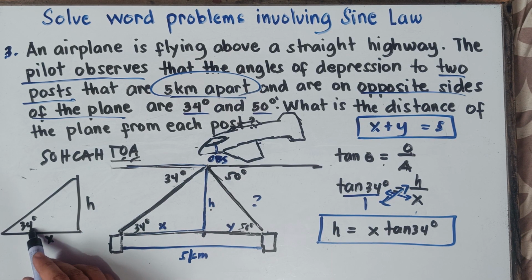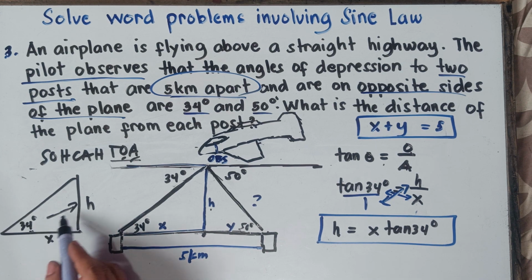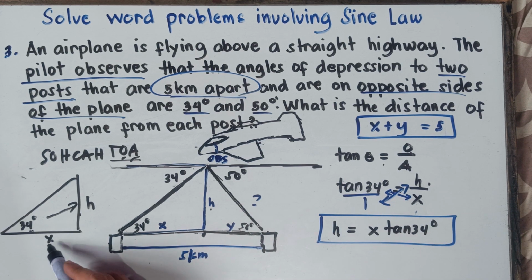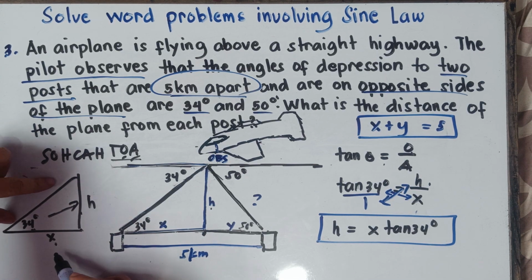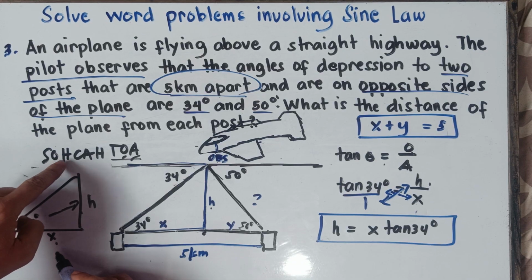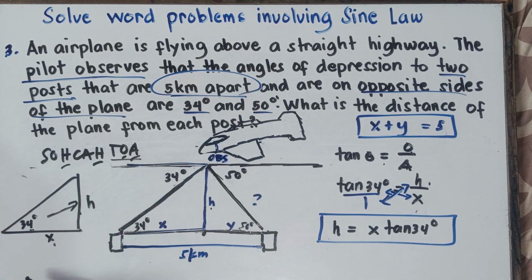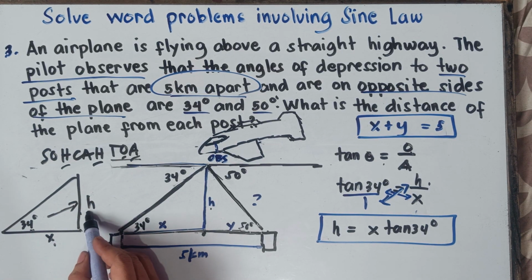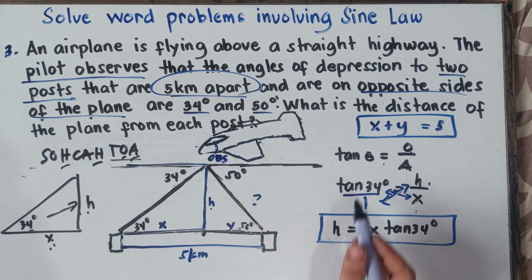So tangent 34 degrees: the side opposite from this reference angle is h. That's why we have h. Adjacent is x, and this will be the hypotenuse. We don't have the hypotenuse, therefore we cannot use sine or cosine. We only have the given sides, opposite and adjacent. That's why, class, I use tangent.